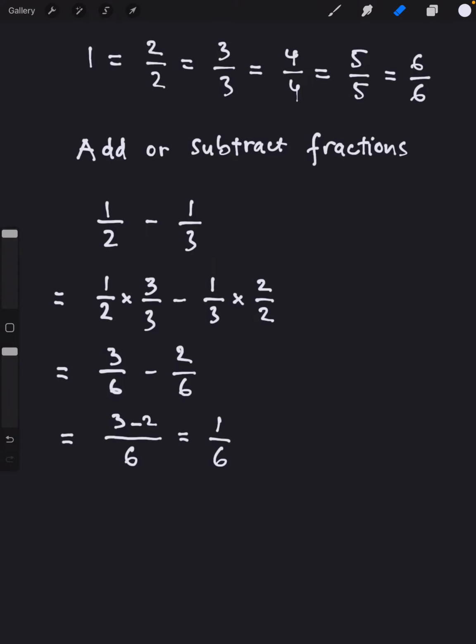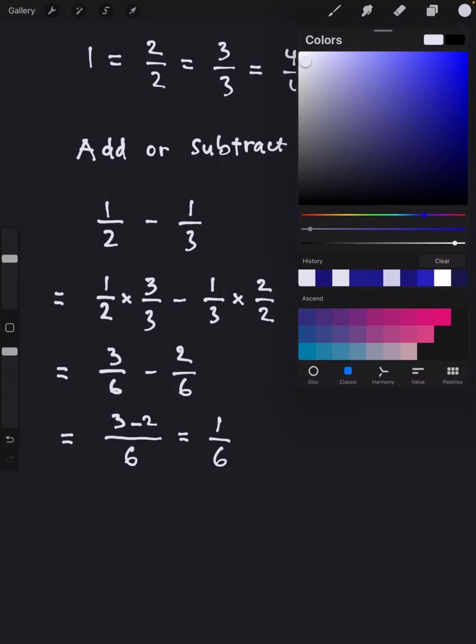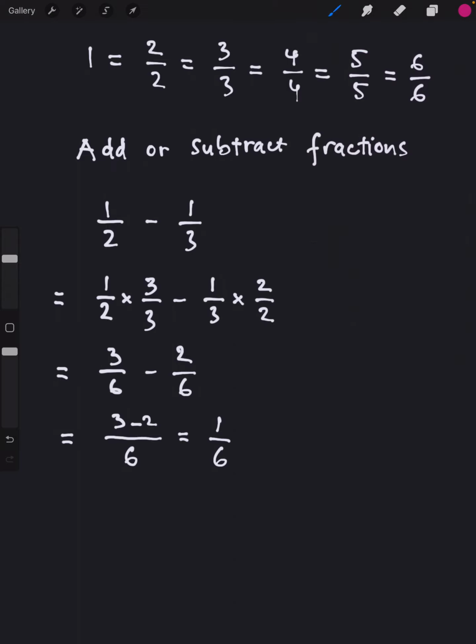Alright, one of the basic mistakes that seventh graders usually make is when they add or subtract fractions. For example, if I have 1 over 2, take away 1 over 3, they just do 1 take away 1, 2 take away 3, which is equal to 0, and that's wrong. It's not the way to add or subtract fractions when the two denominators are not the same.